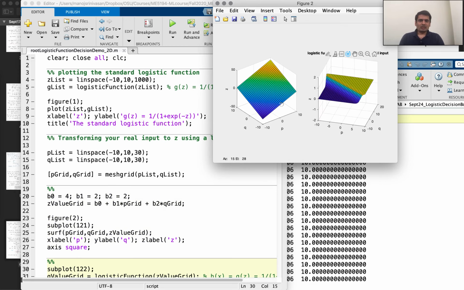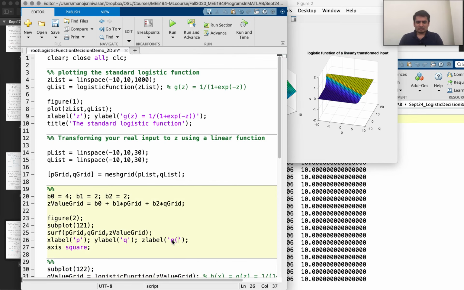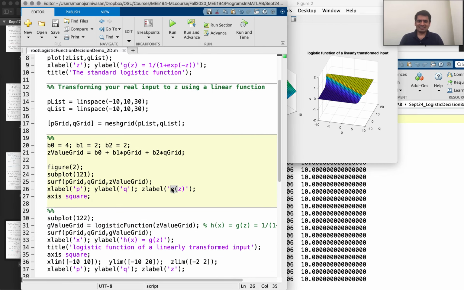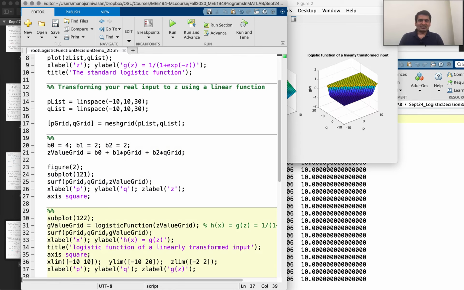Right, so when this quantity z is less than 0, g of z, actually this should be g of z. I keep messing this up. This is c, this is g of z. Okay, so p, q, g of z.